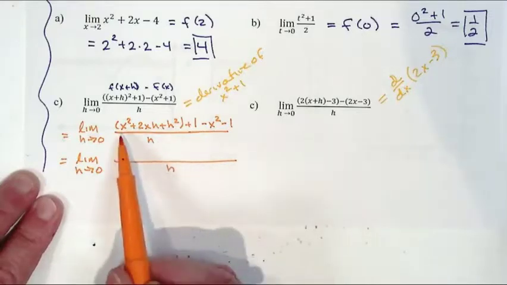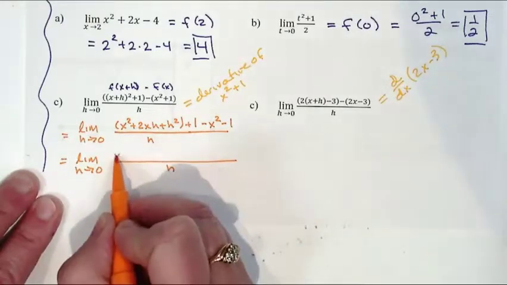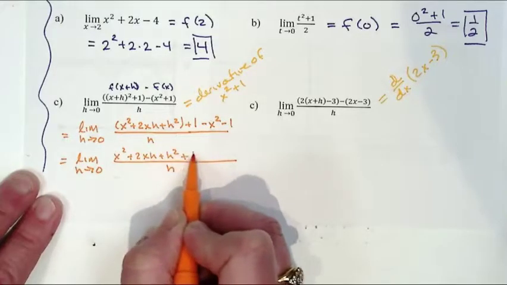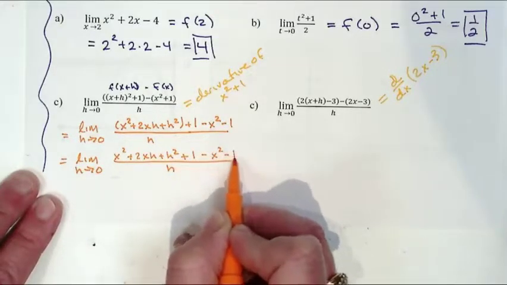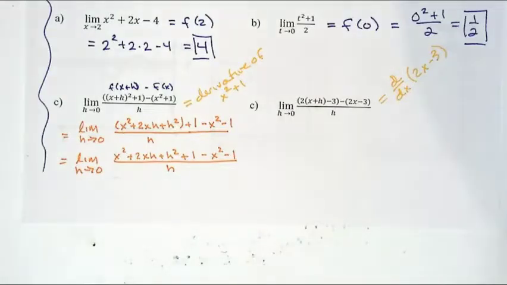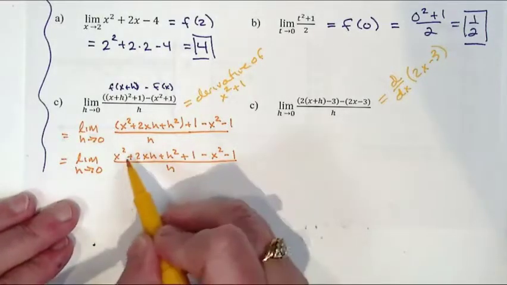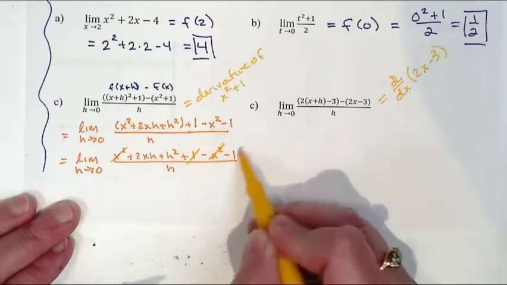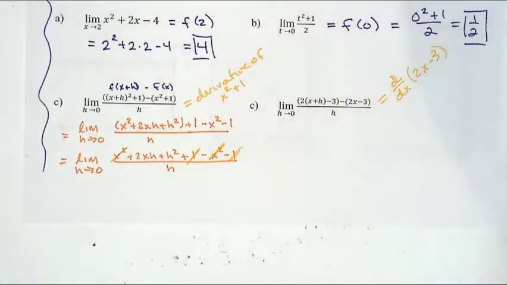Okay, so now I can remove the parentheses here. X squared plus 2xh plus h squared plus 1 minus x squared minus 1. All right, magic happens here. Do you guys see the magic? Yeah, what is the magic? X squareds cancel? The 1's cancel. Okay, so this is what I'm left with.